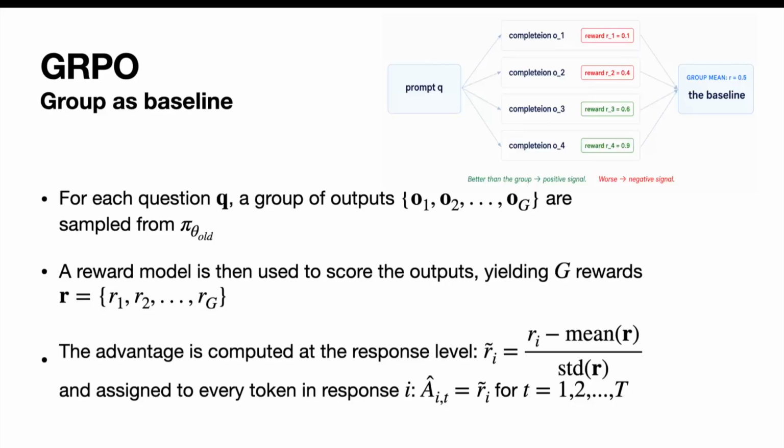So, if an answer gets a higher reward than the group average, it has a positive advantage, and GRPO will encourage the model to generate answers like this. If an answer gets a lower reward than the group average, it has a negative advantage, and GRPO will discourage it. This is what group as baseline means. The reward is judged relative to a group of answers for the same prompt instead of relative to a learned value model.